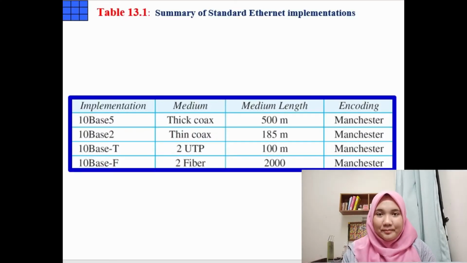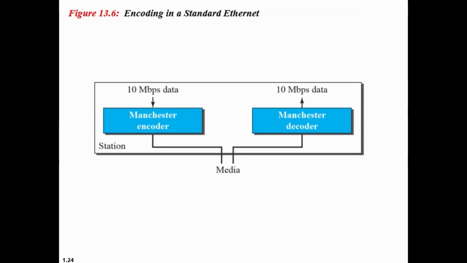Implementation, medium, length, encoding. 10Base5, thick coax, 500 meters, Manchester. 10Base2, thin coax, 185 meters, Manchester. 10Base-T, 2 UTP, 100 meters, Manchester. 10Base-F, 2 fiber, 2000 meters, Manchester.